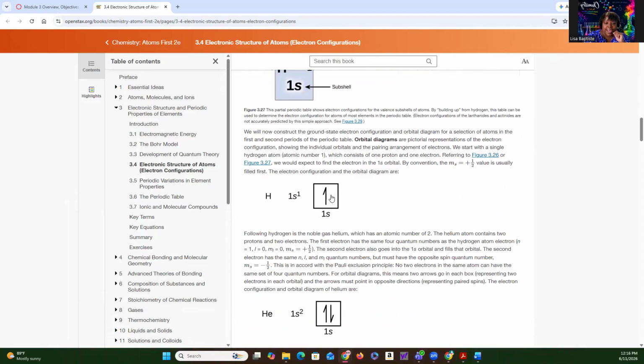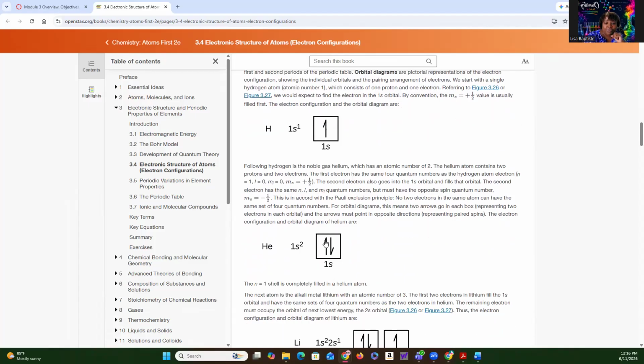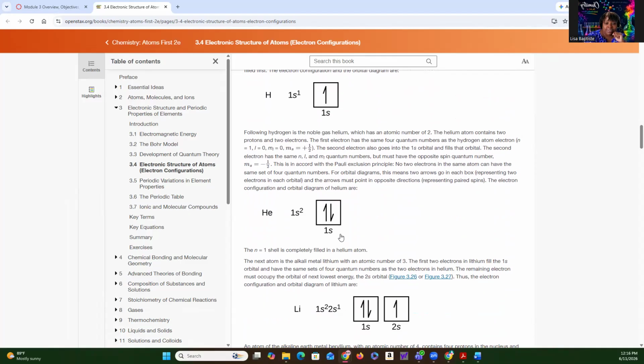So this shows you how the electrons are placed in the different orbitals. So S has one orbital and it can hold two electrons in that orbital. And so we use these arrows to represent the electrons. We have an arrow going up, that means spin up, and then an arrow going down, which is spin down. That has to do with the quantum numbers.